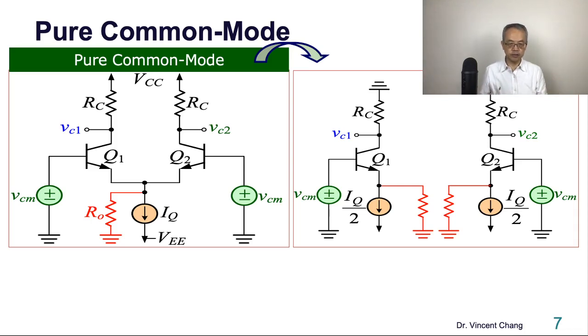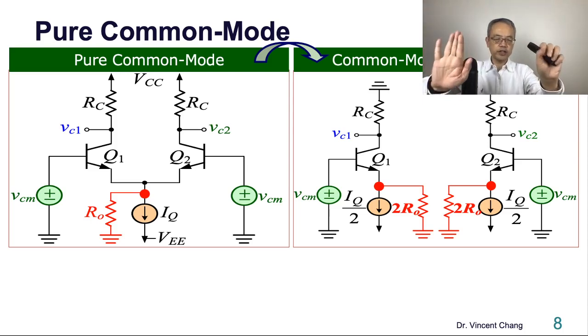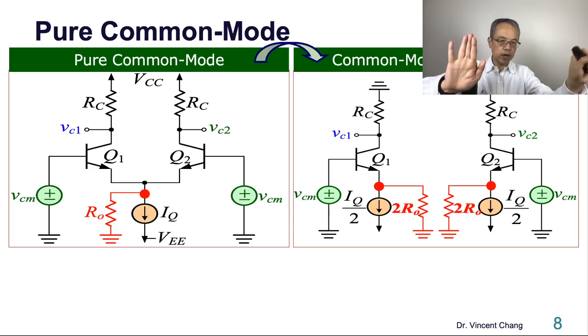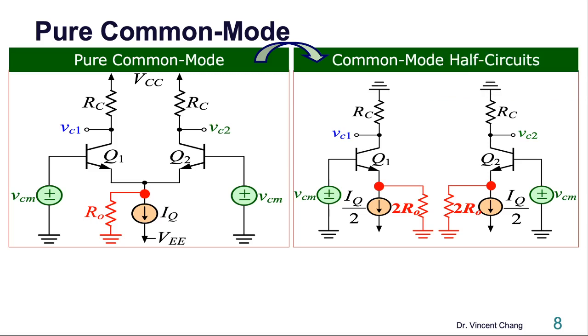So what's the answer? There is only one solution. It's double, 2RO. The two 2RO are the same, and the parallel combination of the 2RO and the 2RO becomes RO. This is the common mode half circuit. Common mode half circuit.